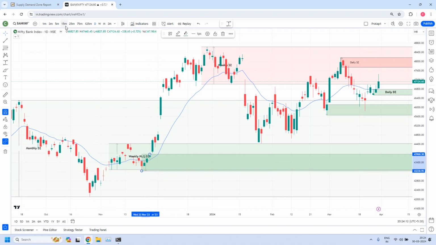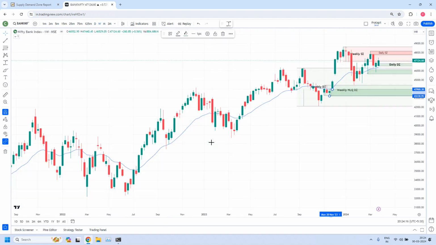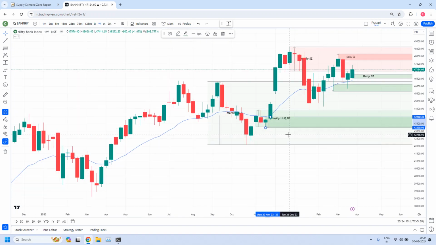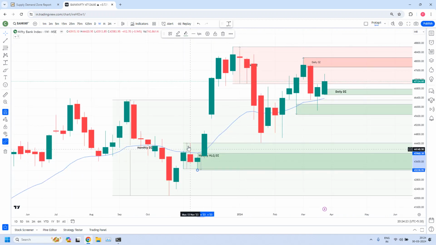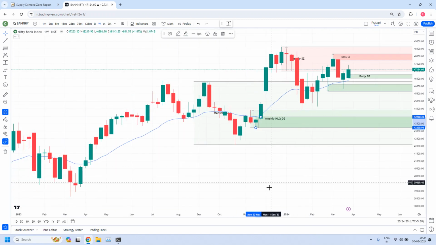Again weekly I made a mistake, I think. Let me go to the weekly ones. I'll come back. This is a weekly zone. How to draw up to here? I think I remember last time also I made the same mistake. Okay, daily.